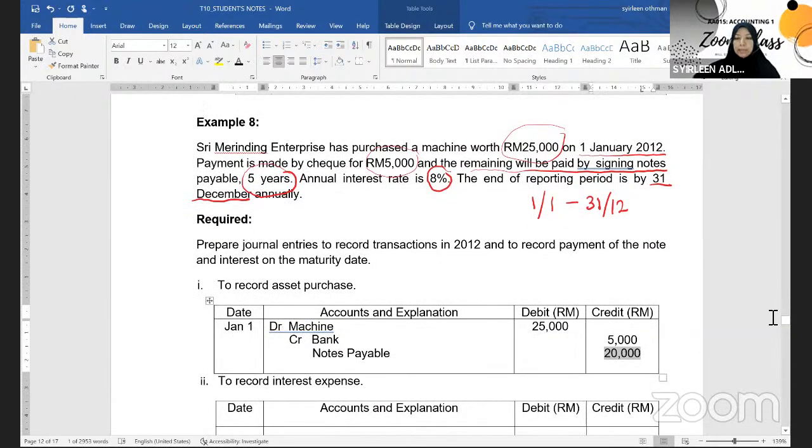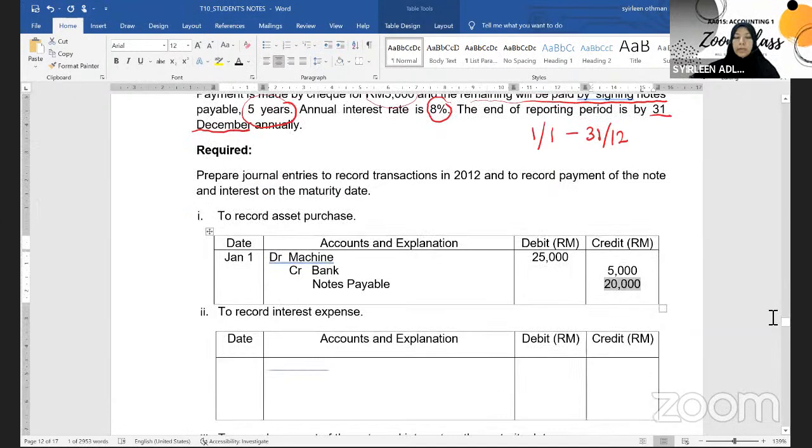Now kita dah catat catatan untuk pembelian aset. Next, we are going to record the interest expense. Kenapa nak record interest expense? Sebab you need to understand every year your closing date is on the 31st of December. This is your closing date. That means setiap tahun saya akan declare my interest expense. But have I made any payment?